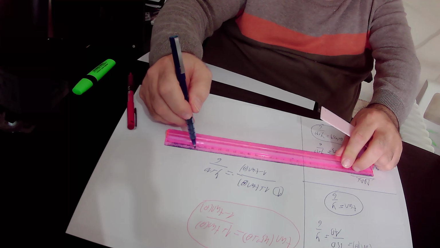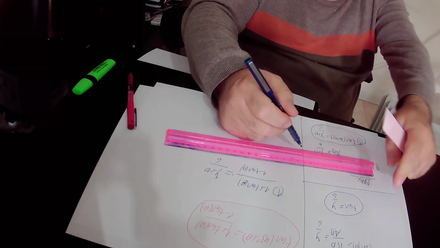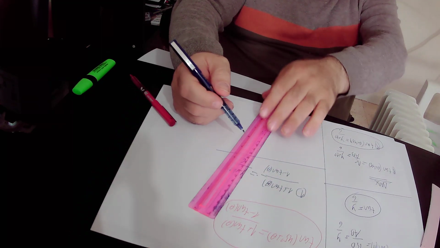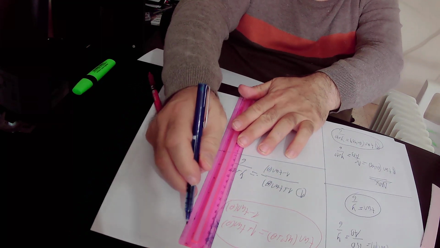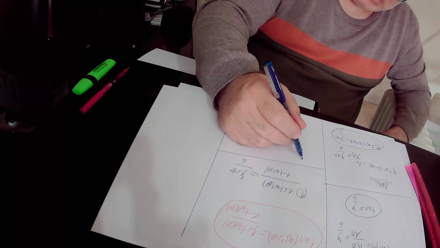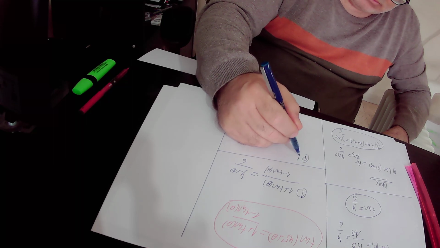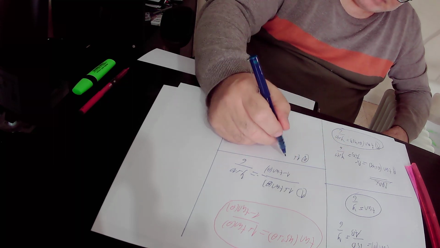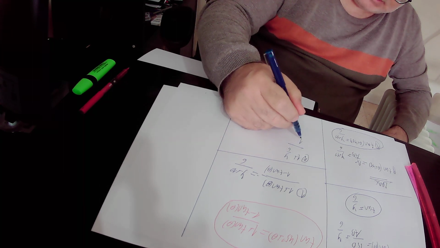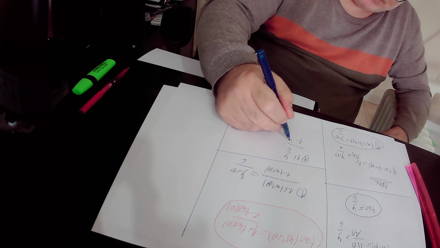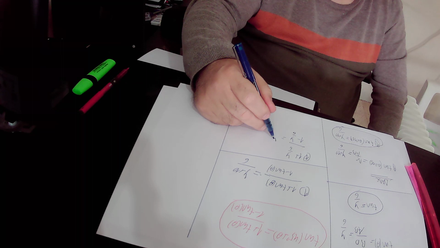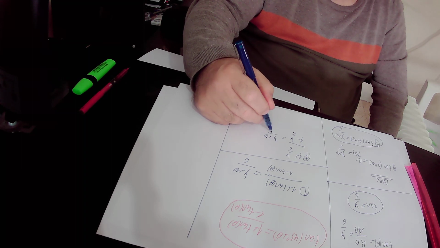We have already found out that tangent theta equals y over 6, so we can substitute tangent theta in equation number 1 by y over 6. We'll do it now, and we get that according to equation number 1, 1 plus y over 6 over 1 minus y over 6 is equal to y plus 10 over 6.